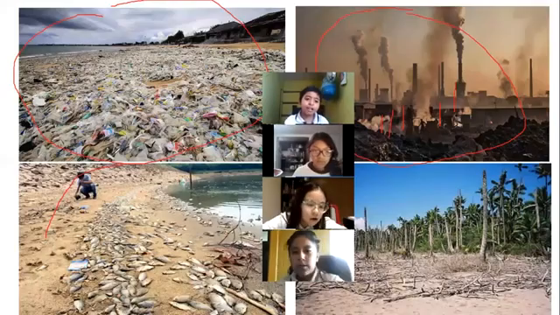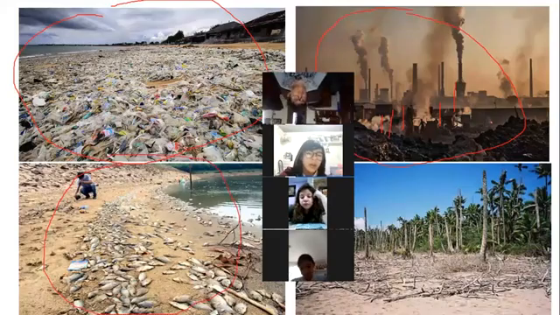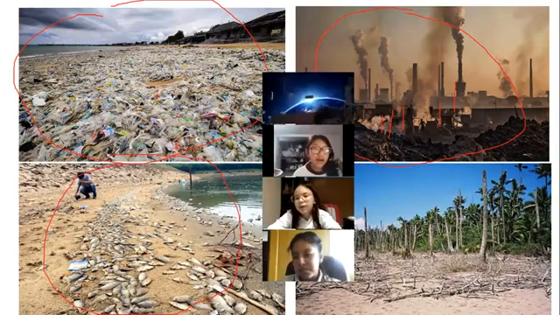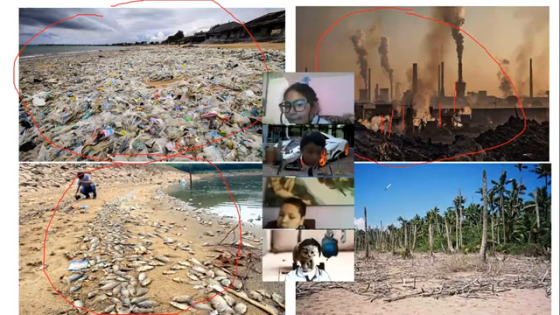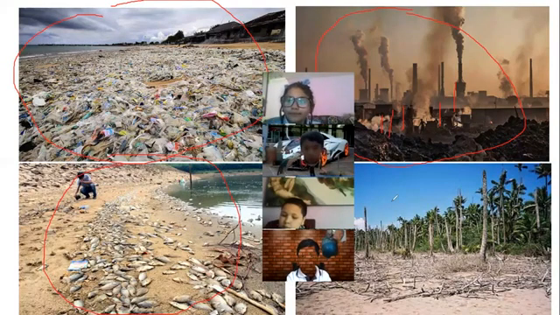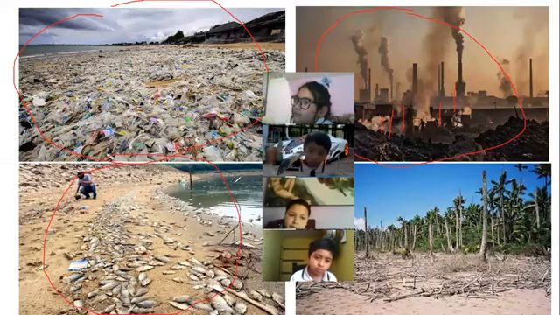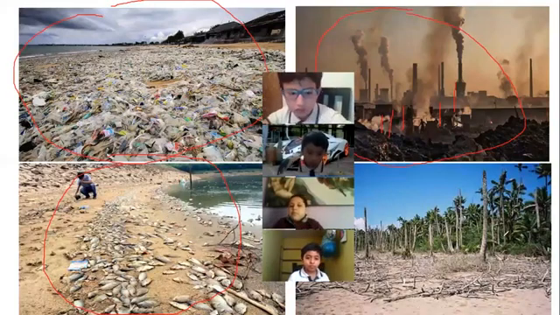A lot of fish. The water is polluted, and the person is taking a lot of fishes. Okay, please, just one by one. I can hear that you say the fishes are dying because the water is so polluted. So when the water is so polluted, what is the consequence? Many fishes die. Okay. In the fourth image, what can you see?